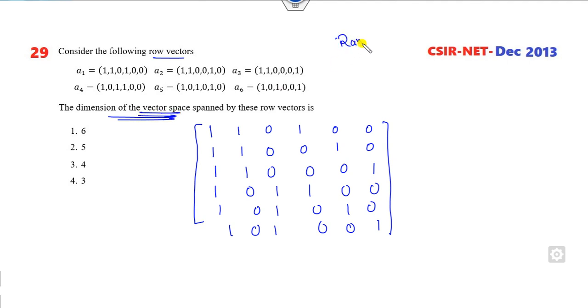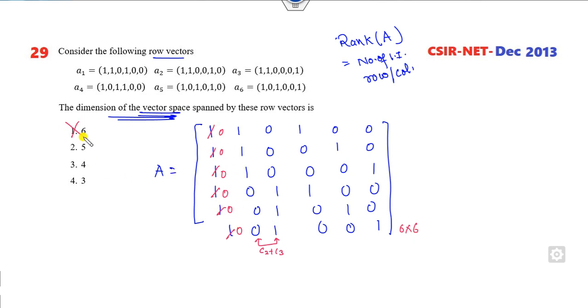It means we have to find basically the rank of this matrix A. And we all know rank is the number of linearly independent vectors, or linearly independent rows or columns. Now firstly, you can think about that. If I add these two columns C2 plus C3 and subtract from here, this value will become 0, 0, 0. Fine. It is 6 cross 6. So one column is 0, so rank can never be 6.